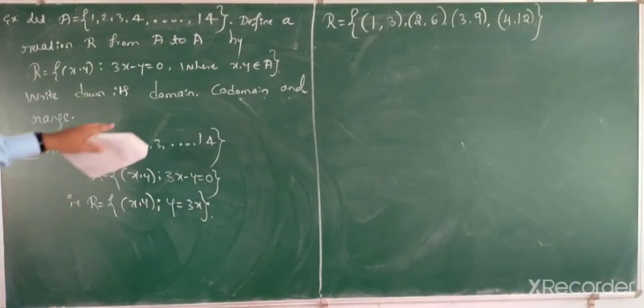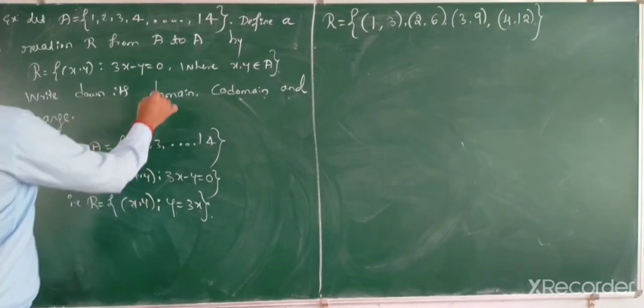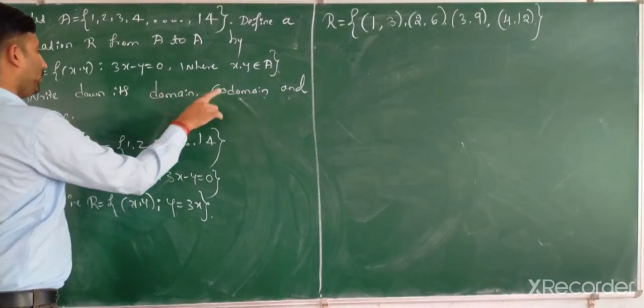Next, write down this domain, codomain and range.